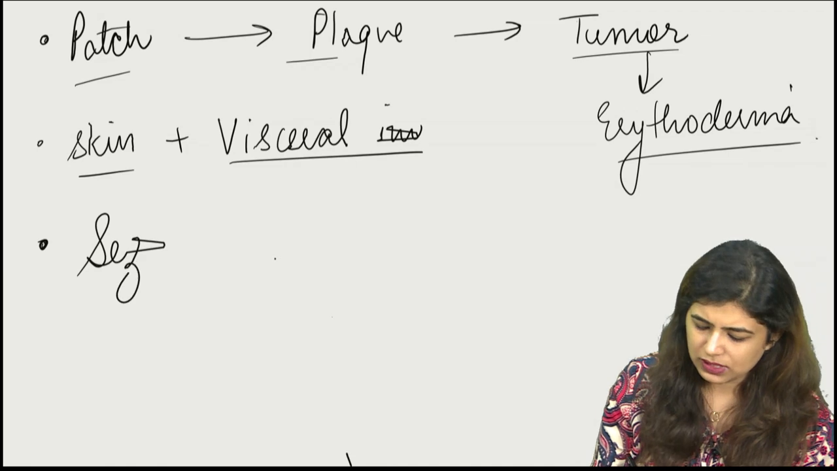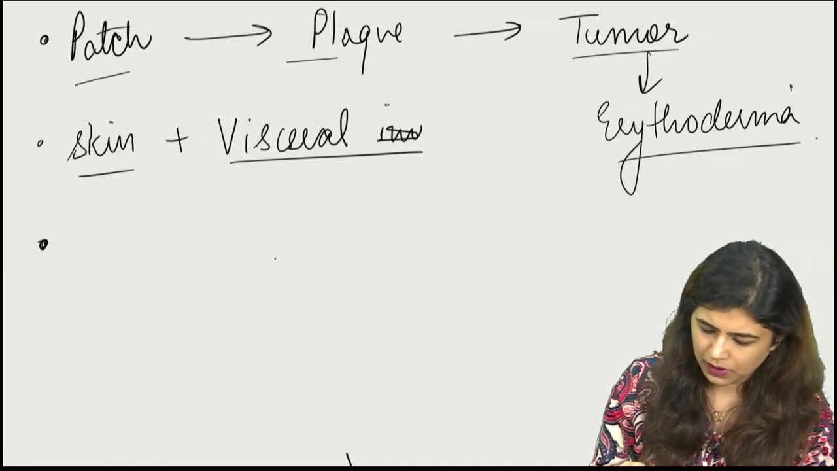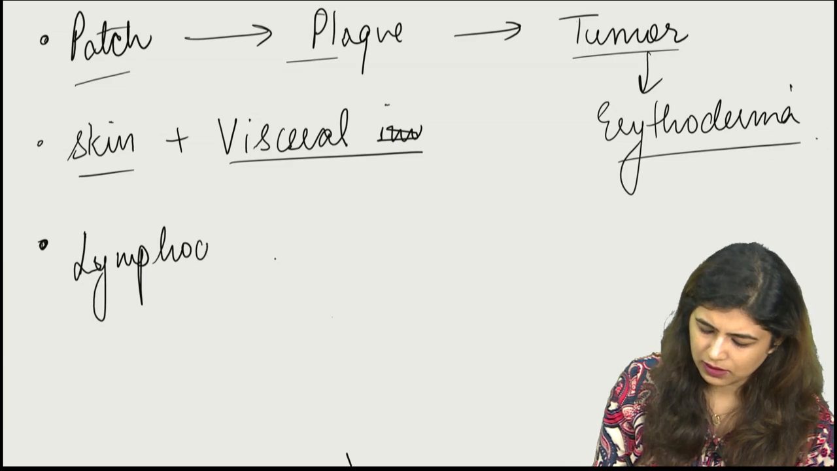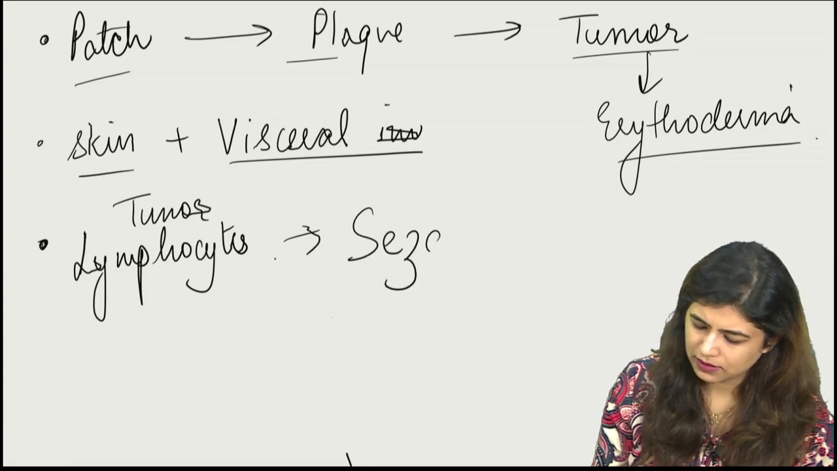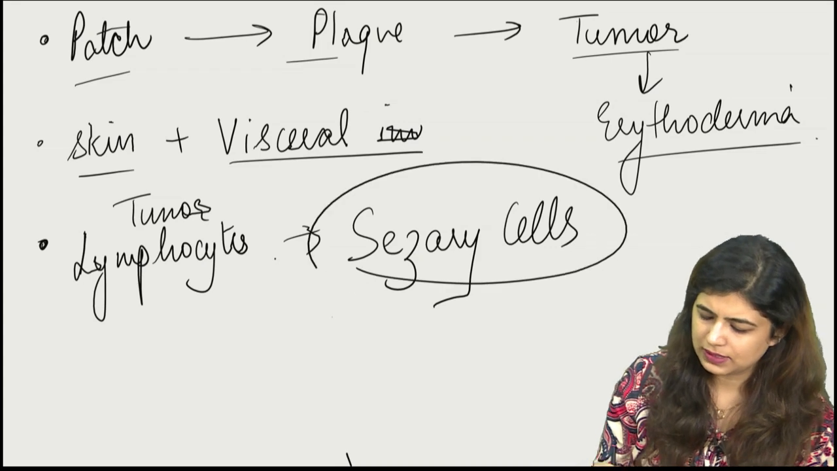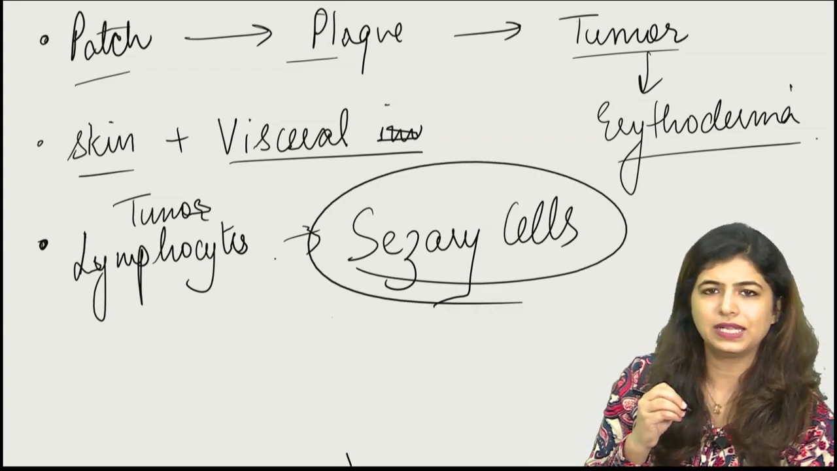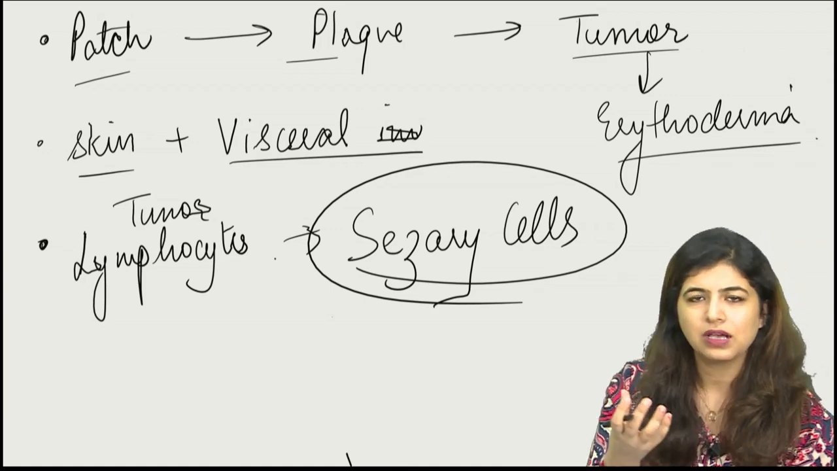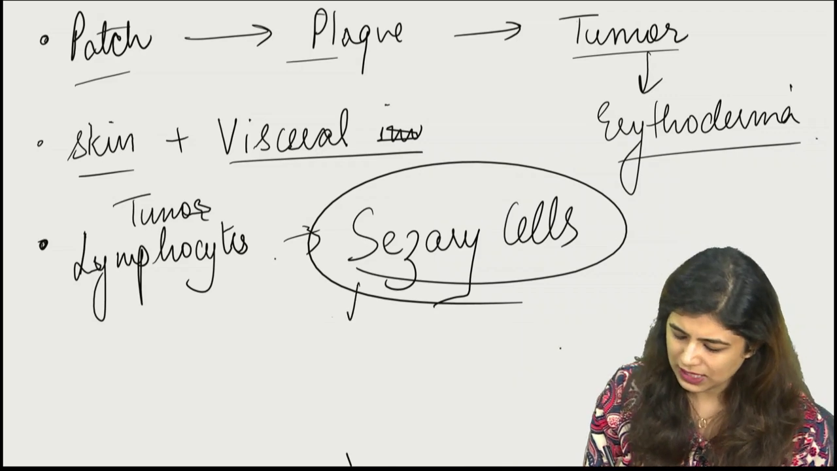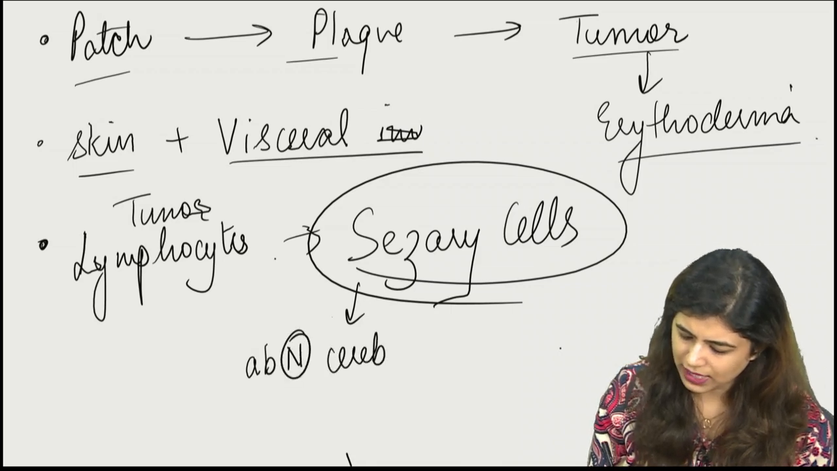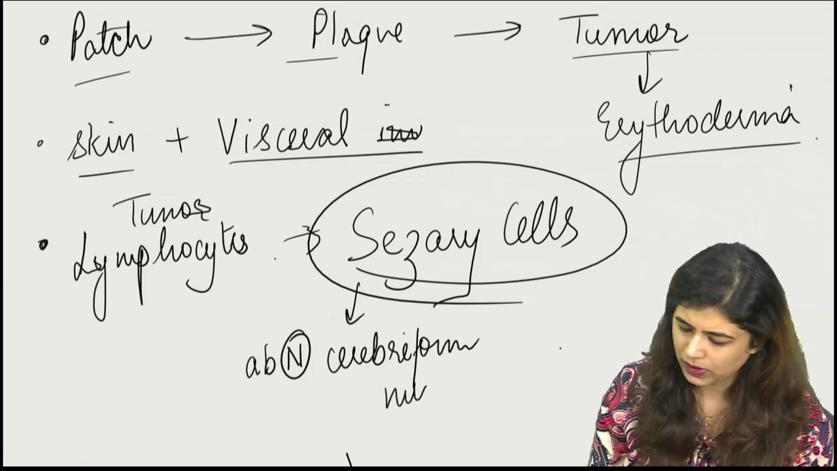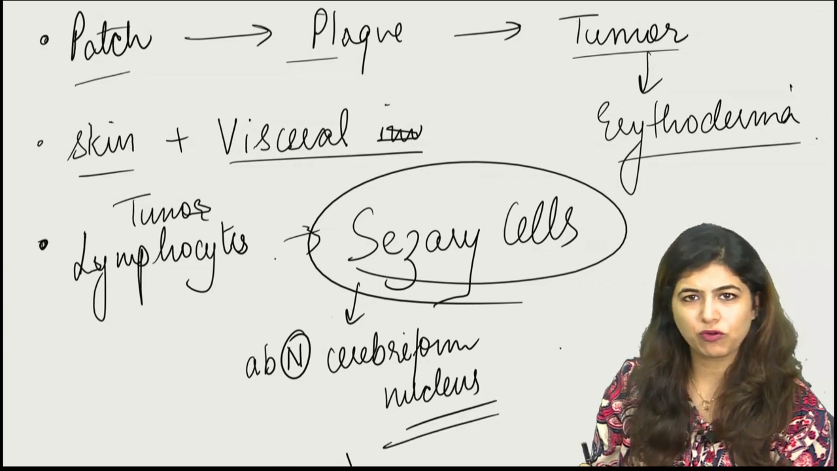What are the primary cells of this disease? The primary cells are the cancerous lymphocytes. The tumor lymphocytes are also called Sézary cells. These are the malignant T cells which are roaming around in the skin, ultimately spreading into the viscera. So these Sézary cells are T cells which have an abnormal convoluted cerebriform nucleus. Clear? I'll just show you a photo, it'll be much clearer to you.